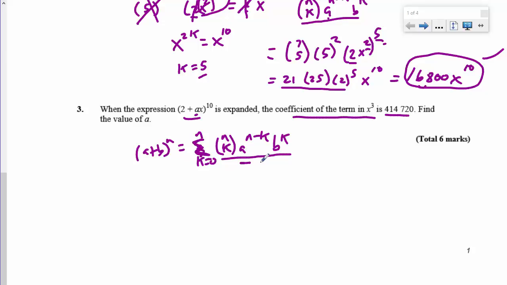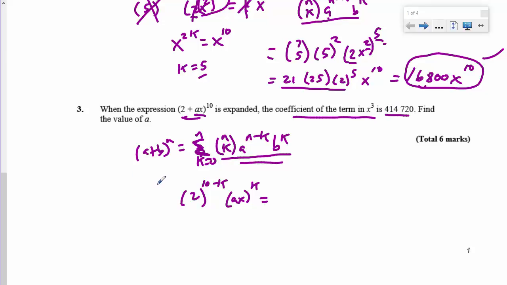So I'm going to use this actually to start with. I'm going to say a is in fact 2, because that's this number right here, the a value. And this is going to be plus b. Well, 2 raised to the power of n minus k first, which is 10 minus k. I don't know what k is. And b, which is this part, ax, and this is raised to the power of k itself. And this will equal the coefficient here.